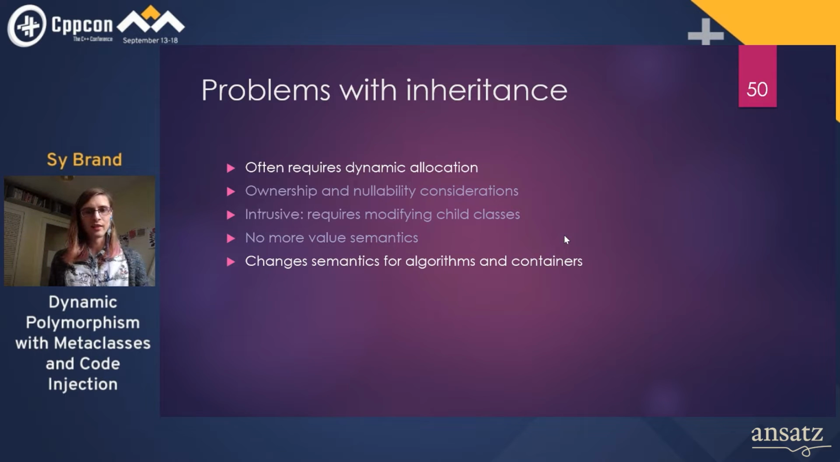We've got back our value semantics, and we've got back our normal algorithm and container semantics, as long as we define any of the relevant comparison operators and things like that for our animal class. The dynamic allocation one, we're not going to solve for a while. That's going to be towards the end of the talk, but we will get to that.